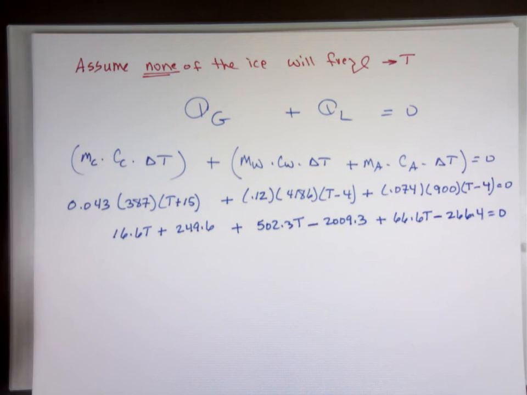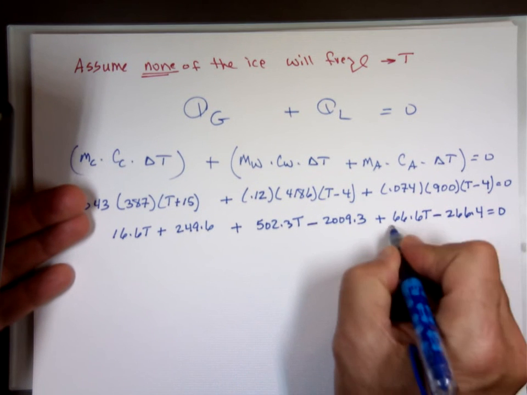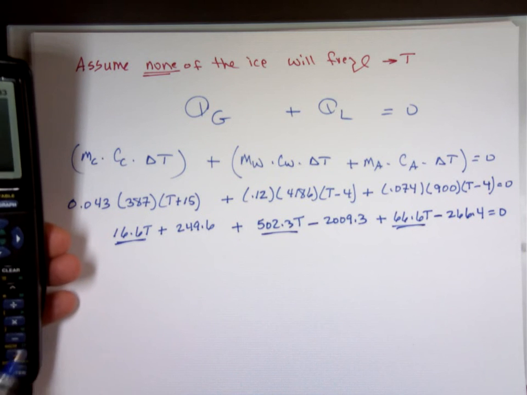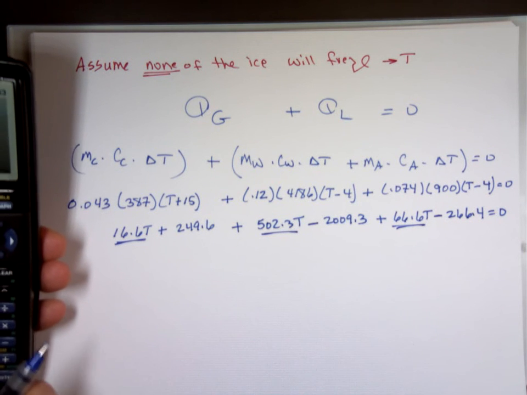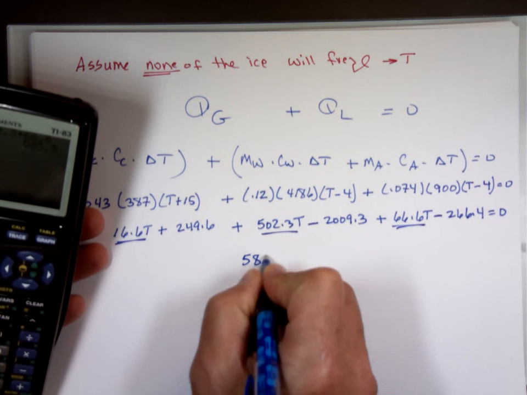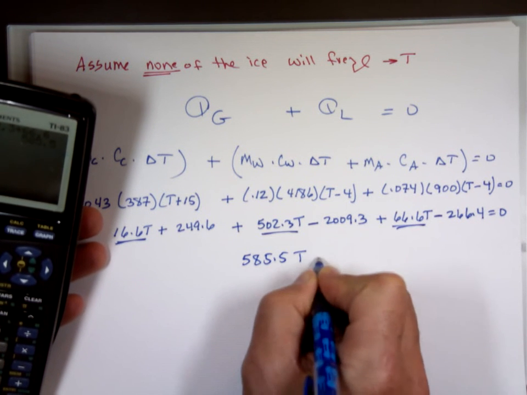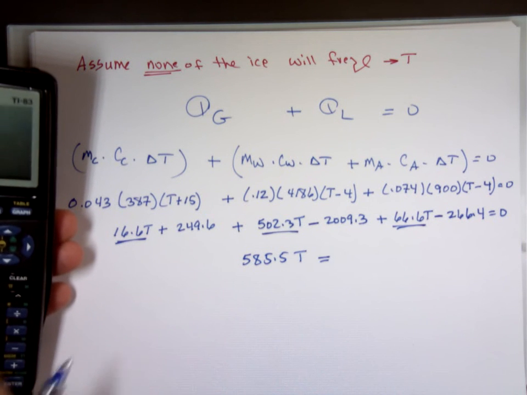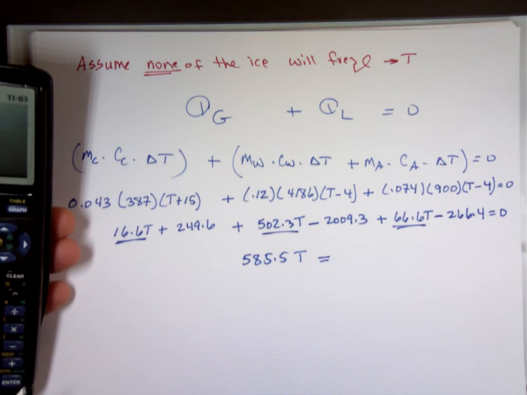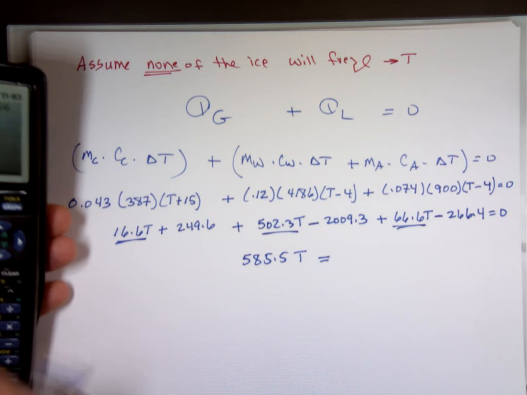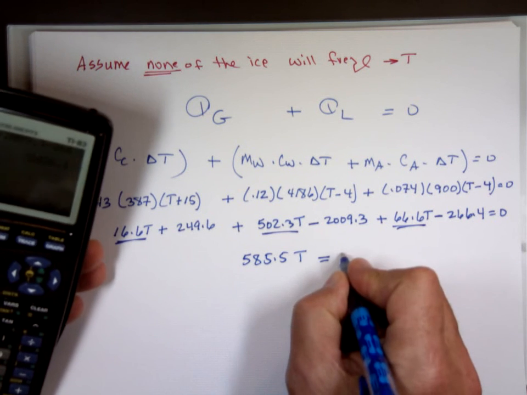Take all the ones with T, put them together. 16.6 plus 502.3 plus 66.6, 585.5 T equals, let's add all the numbers, move them to the right side. 249.6 minus 2009.3 minus 266.4. Perfect. Move them to the right side, becomes a plus 2026.1.